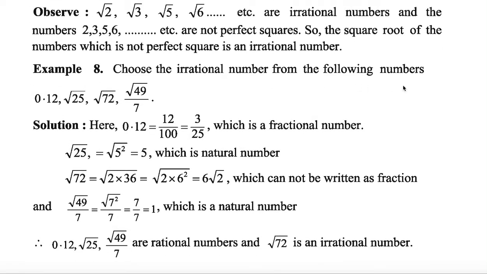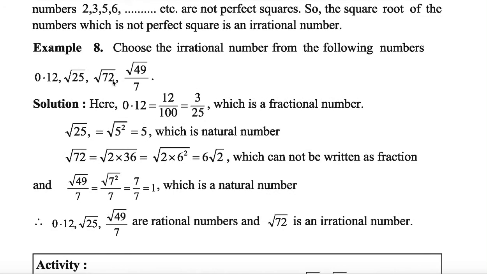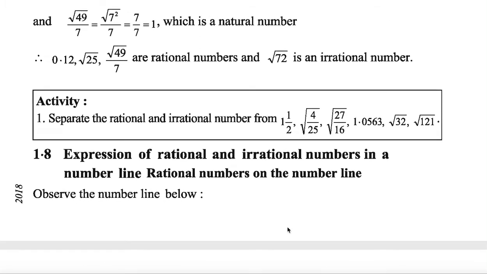Choose the irrational number from the following numbers. Root 25 is a perfect square, so this is a rational number. 0.12 can be written as 12 by 100. Again, you can simplify it if you want, and still it is a fraction, so rational number. Root 72 is not a perfect square, so irrational. This is a perfect square, root 49, so 7 by 7, 1, that is rational. Only this number is irrational, root 72 is irrational, other numbers are rational.